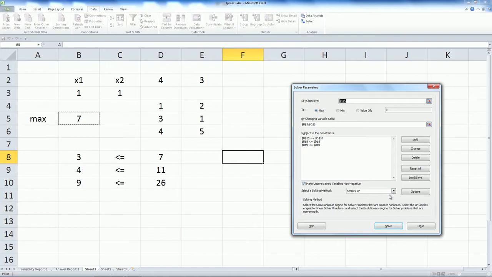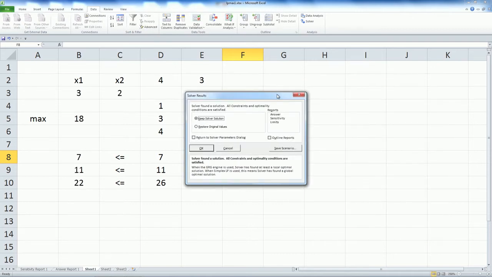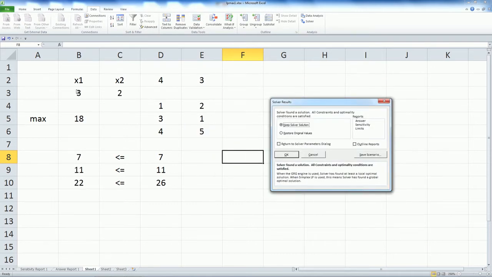Now, there is also an option here, there is a thing called select a solving method, and there is a drop down. You could use simplex LP as the method that we are going to use to solve this problem. So, select simplex LP and that is what you get here. Now, you solve this problem to get the solution, which is x1 equal to 3, x2 equal to 2 with objective function is equal to 18.